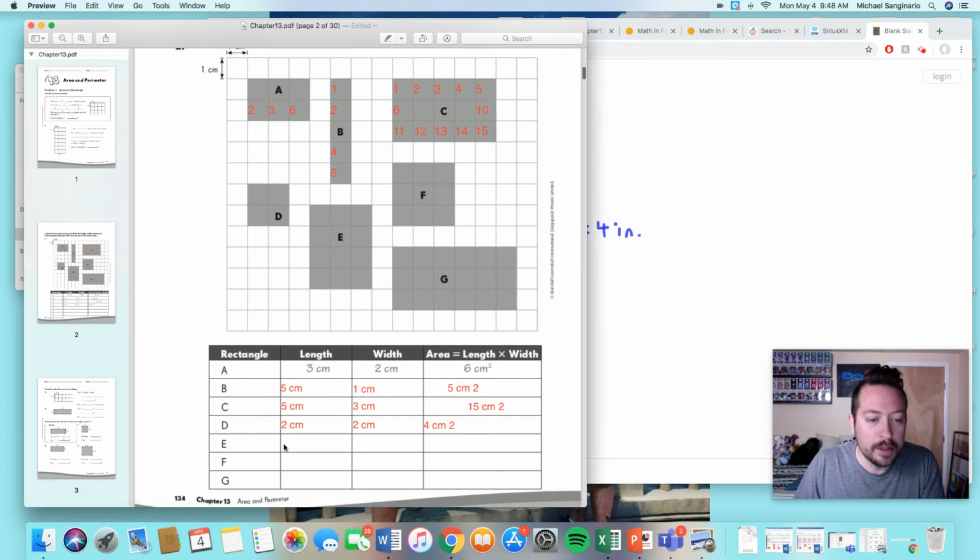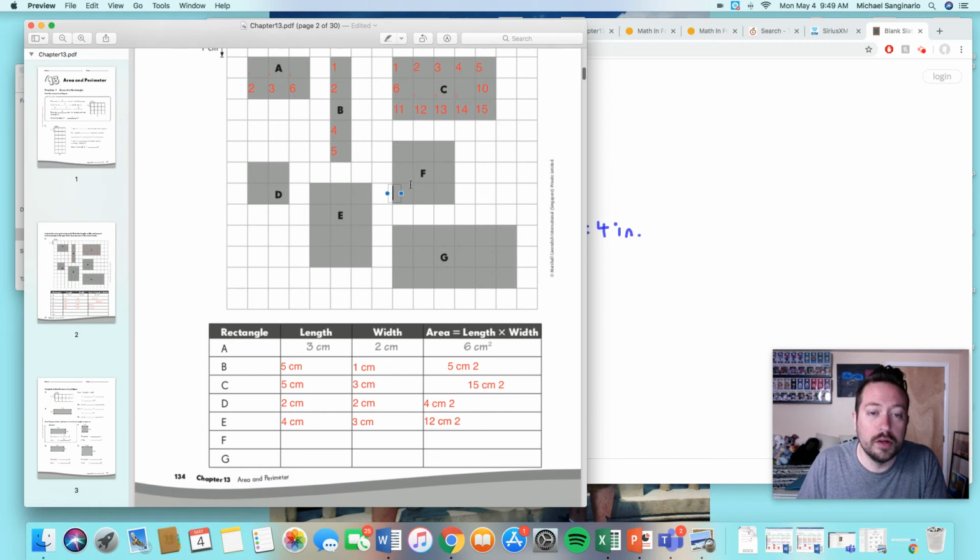Okay, let's move on to letter E. The length would be the longer side now. So we've got 1, 2, 3, 4. 4 centimeters is the length. The width, 1, 2, 3, 3 centimeters. If I count them all up, 1, 2, 3, 4, 5, 6, 7, 8, 9, 10, 11, 12 centimeters squared. If you were to just do 4 times 3, it would also give you 12.